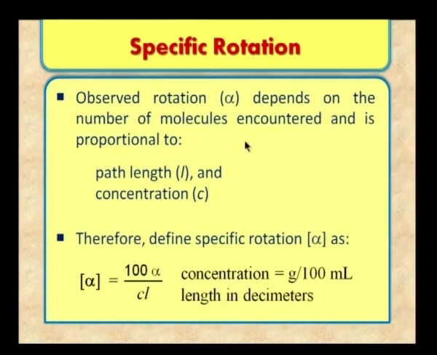So, let me now come to the law. The observed rotation alpha, the angle of rotation alpha, depends upon the number of molecules encountered and is proportional to the path length L. The longer the path, the larger alpha will be, and also the concentration C. Therefore, one defines the specific rotation alpha as alpha equal to 100 times small alpha by L times C, where C is the concentration and L is the length in decimeter of the tube through which light is passing. You can have a sugar solution of concentration C and light is made to pass through the sugar solution contained in a tube of length L, expressed in decimeter.